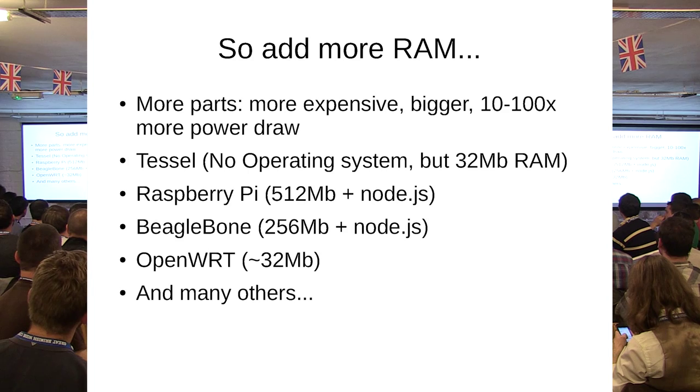So we could just add more RAM, and a bunch of people have done that, and they've done it very well. Tesla, which some of you might have heard of, released about a month ago on Dragon Innovation. They don't run Node, and they don't have an operating system that will get in the way, and they've got 32 meg of RAM. So they're quite good, and there's obviously Raspberry Pi and BeagleBone, which do an excellent job and run Node.js.